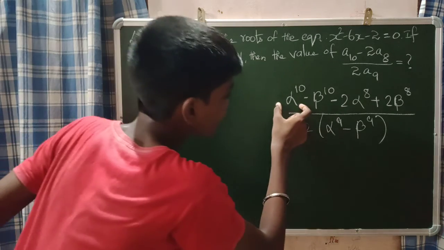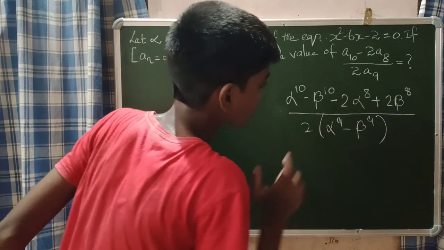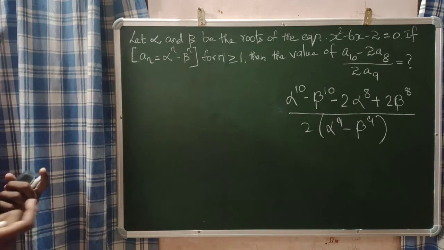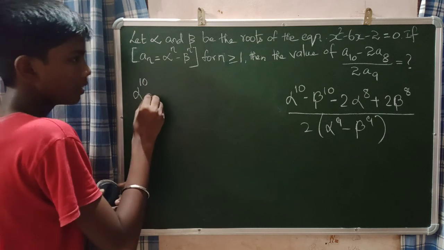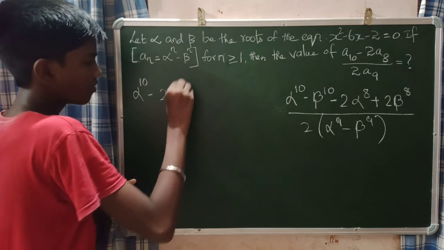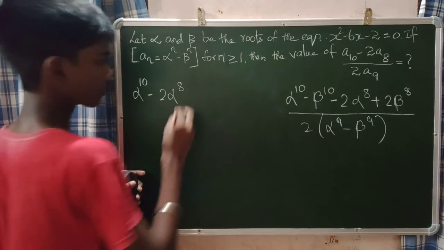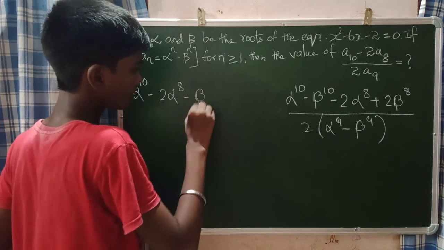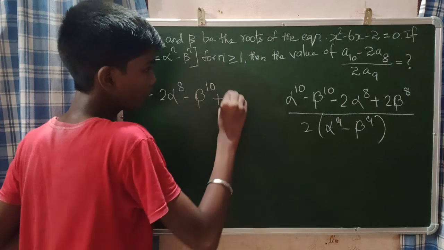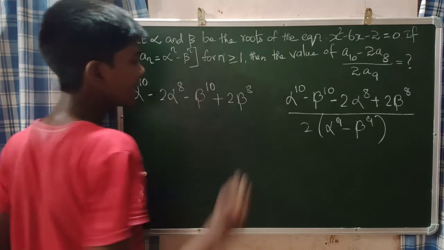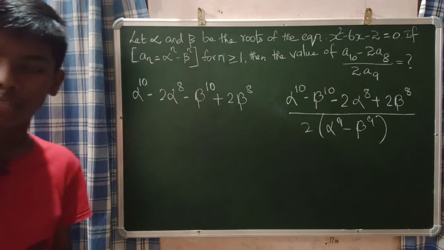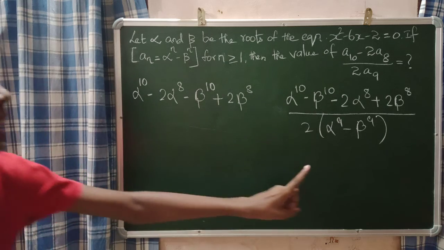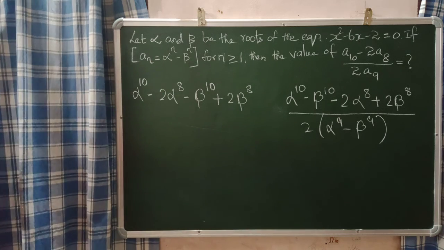Here we have alpha to the power of 10 and here we have minus 2 alpha to the power of 8. I will take it as one group. So when I do that, I will get the same numerator as alpha to the power of 10 minus 2 alpha to the power of 8, then minus beta to the power of 10 plus 2 beta to the power of 8. What I did is a very simple matter, guys. I just took the regrouping terms method, that's a factorization technique. Using that, I took alpha to one side and beta to one side.